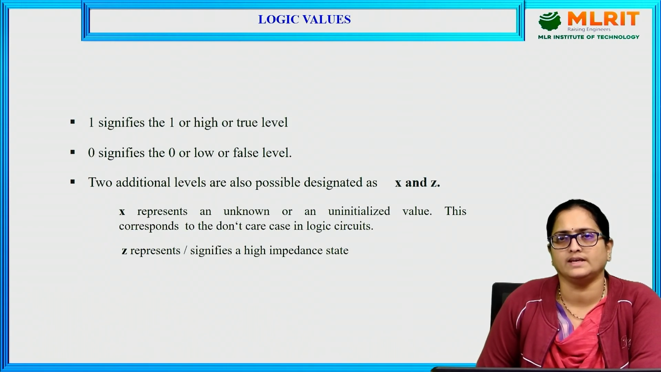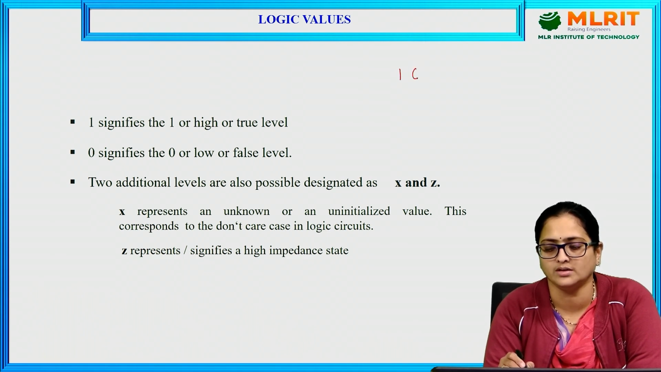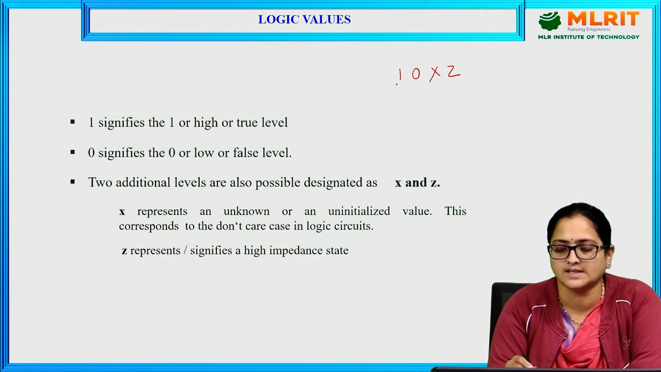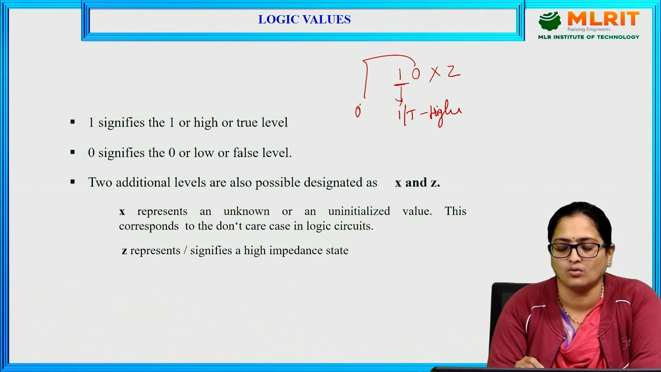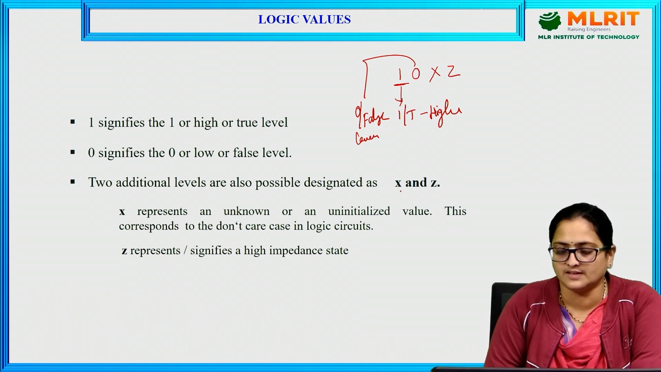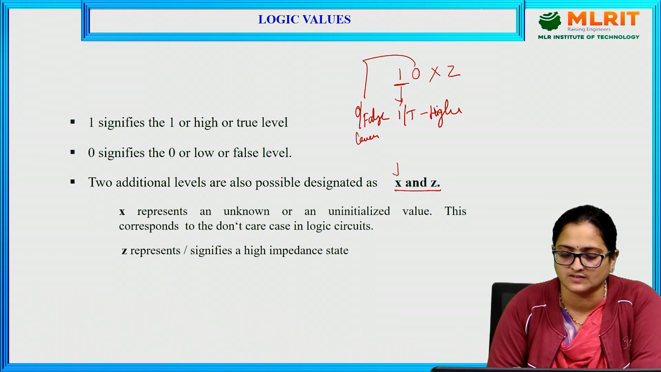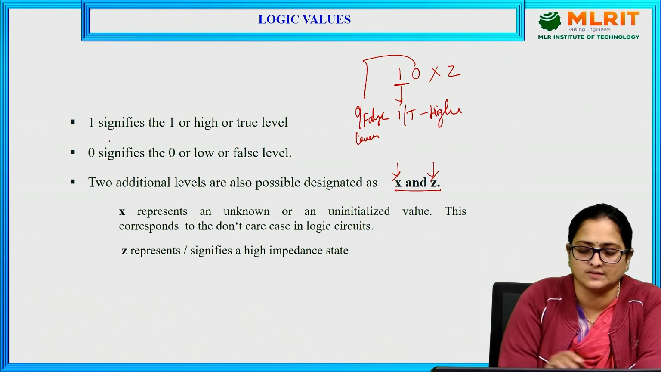Logic values. Here, we can use 4 logical values. Those are 1, 0, x, z. 1 signifies the level 1, or we can say the true level, or the higher state. And 0 signifies the 0 or false state, or you can say the lowest state, that is approximately 0. And x and z determine the indeterminate state, and z represents the high impedance state. So the same thing I have explained here.